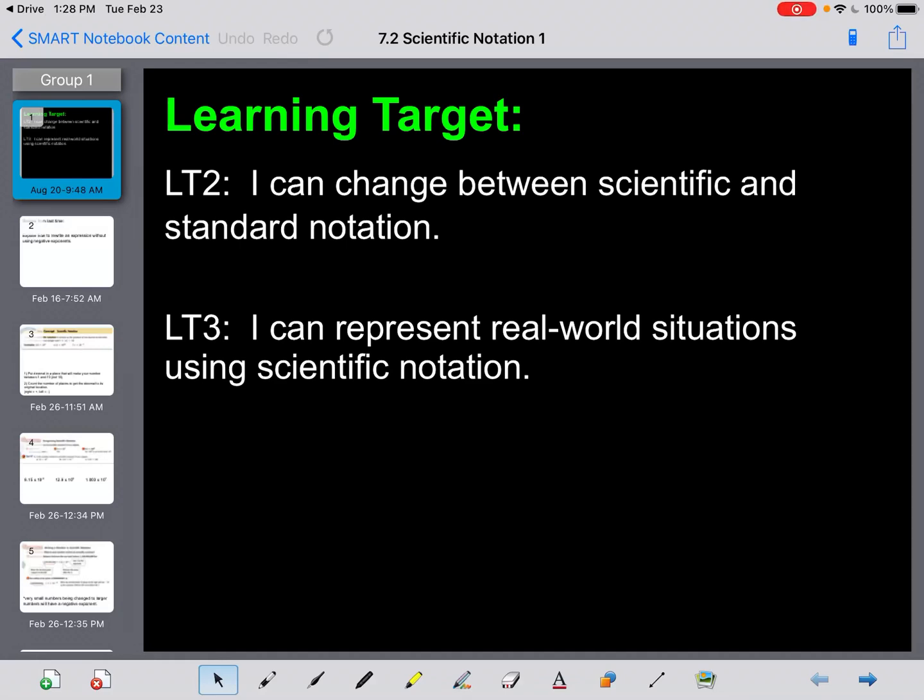Chapter 7, Section 2 is about scientific notation. This is a two-part lesson that by the end we want you to be able to change between scientific and standard notation and represent real-world situations using that scientific notation.